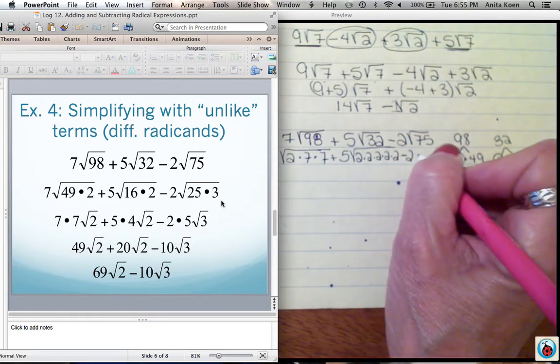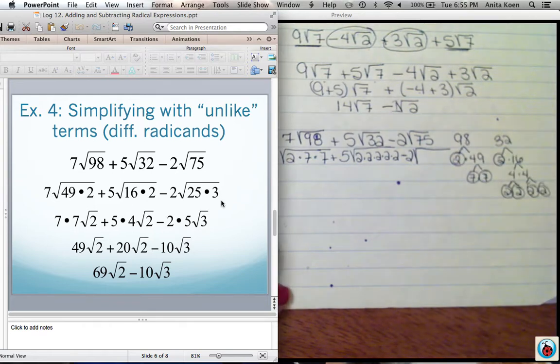Minus 2 times the square root of 75. I hope I'm going to be able to squeeze all these in here.